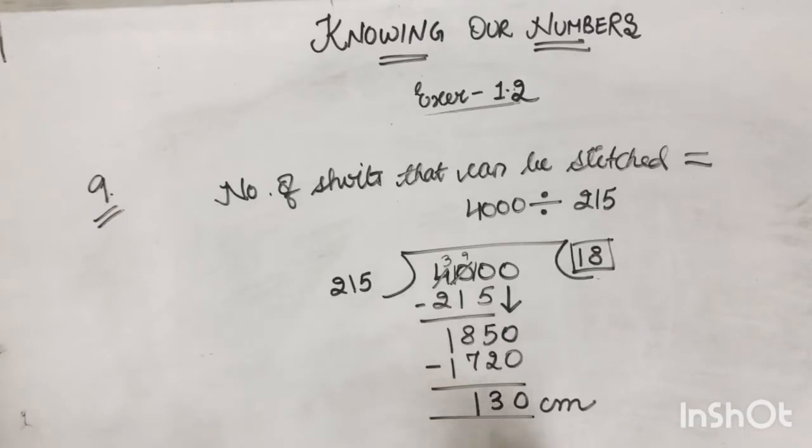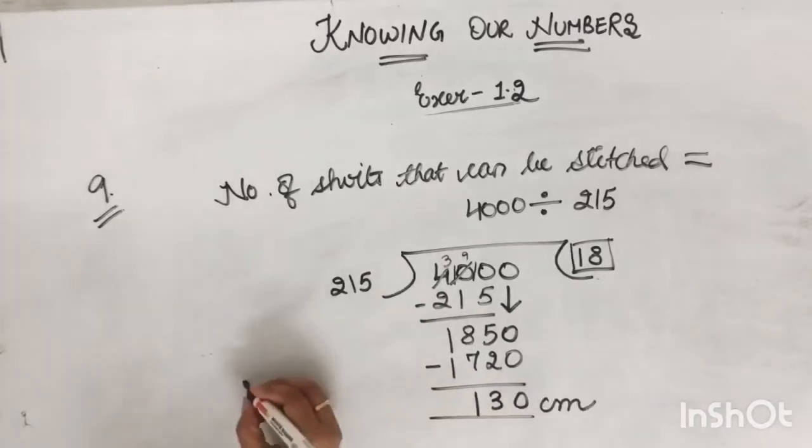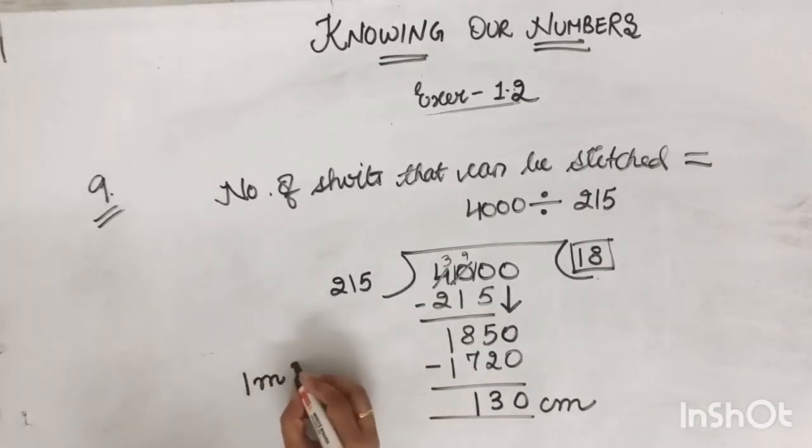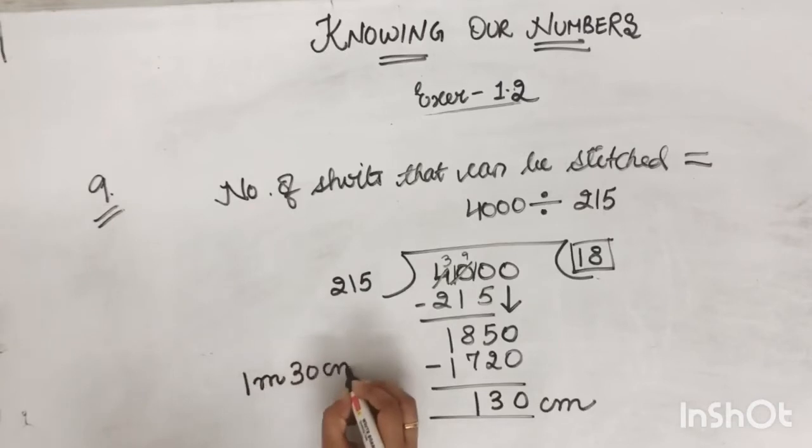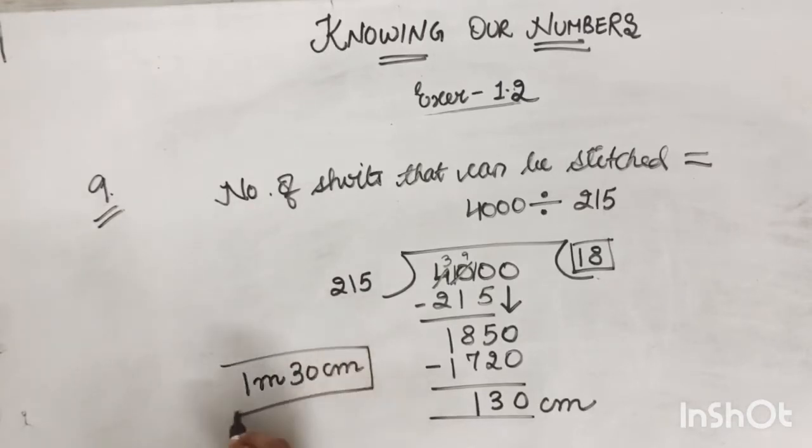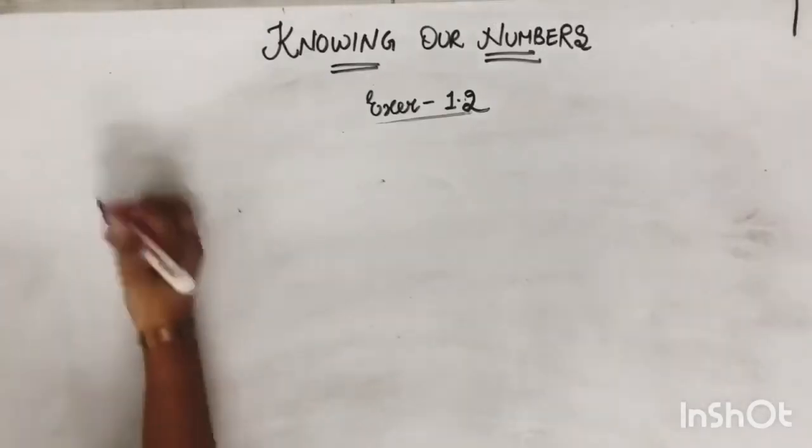You can also convert this into meters. So 130 centimeter will be equal to 1 meter 30 centimeter. So you can write the answer in both the forms. Next question is 10th question.